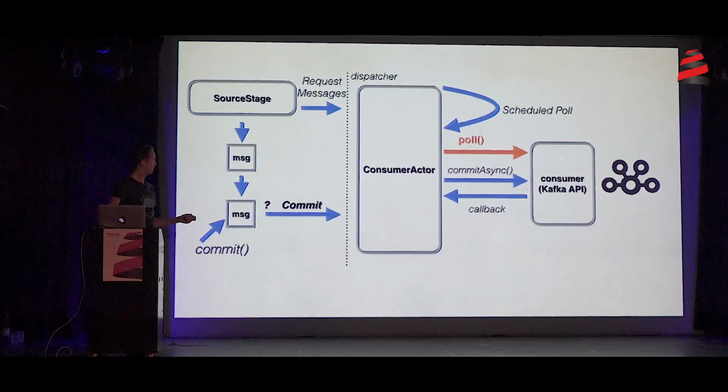So it's all managed by the consumer actor, because actors in Akka have this synchronization for free. They process one message at a time. For you, it is still just a source stage emitting messages, but on each such message, you can call a commit method, and for you, that will return just a future. But underneath, it will call a commit asynchronously. It will send a commit message asynchronously to the actor, which will deal with committing.